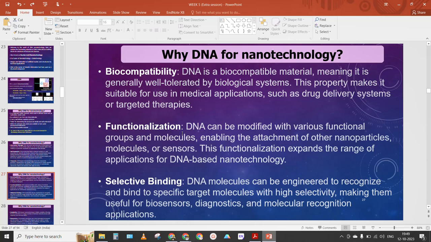Functionalization. DNA can be modified with various functional groups and molecules, enabling the attachment of other nanoparticles, molecules, or sensors. This functionalization expands the range of applications for DNA-based nanotechnology. Then the next one is selective binding. DNA molecules can be engineered to recognize and bind to specific target molecules with high selectivity, making them useful for biosensor, diagnostics, and molecular recognition applications.